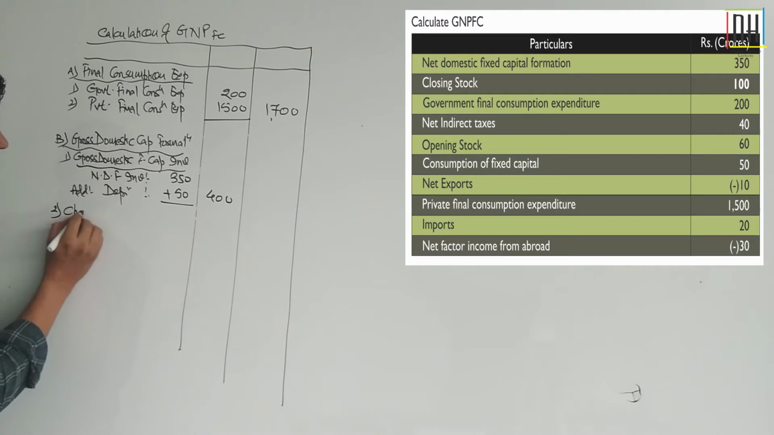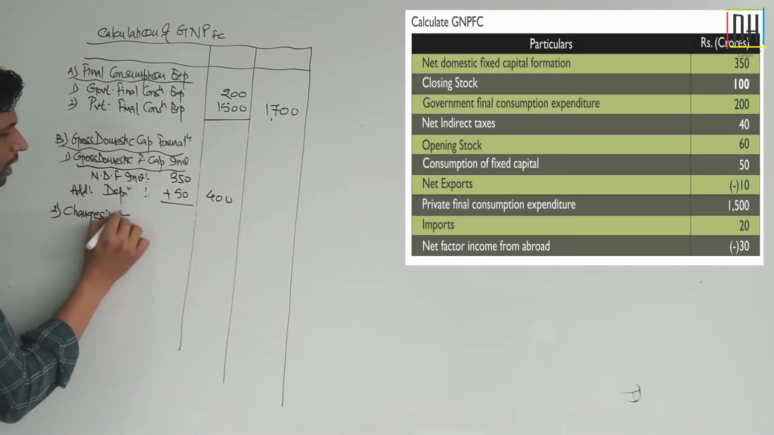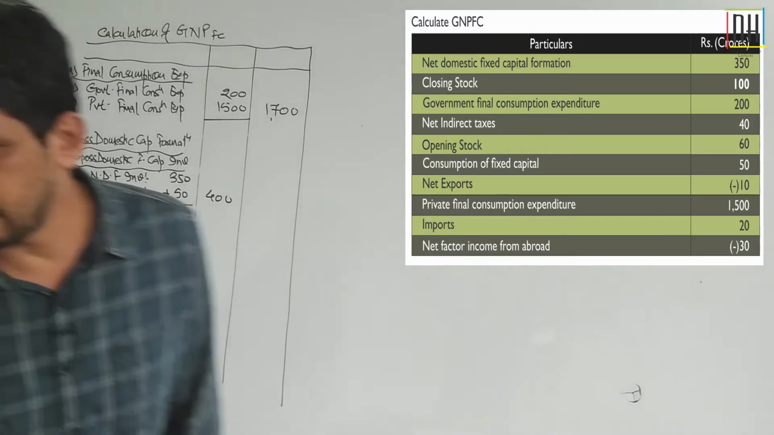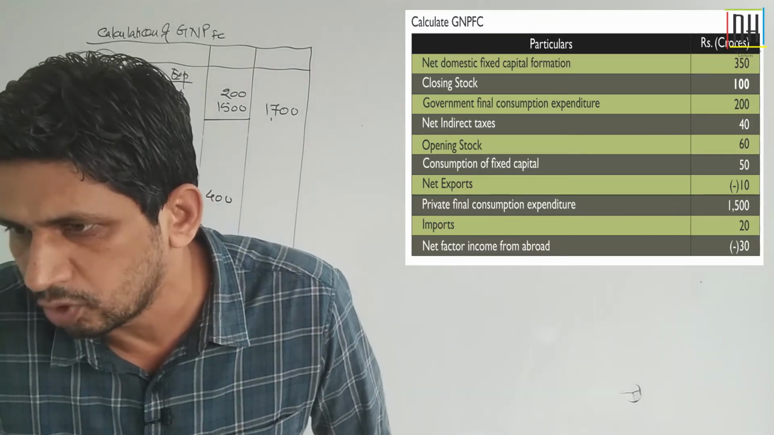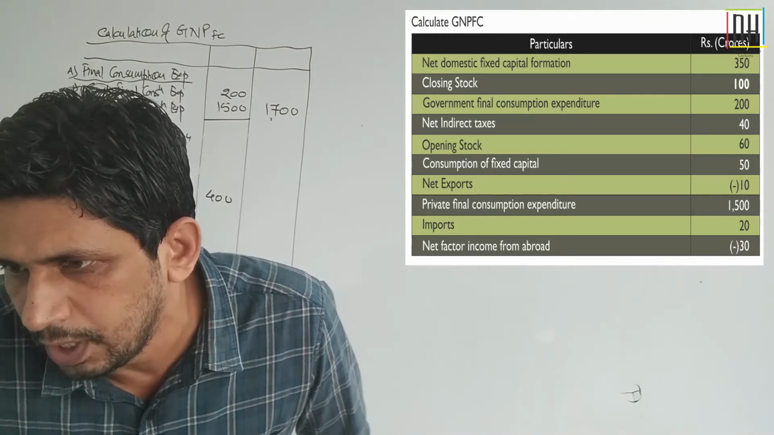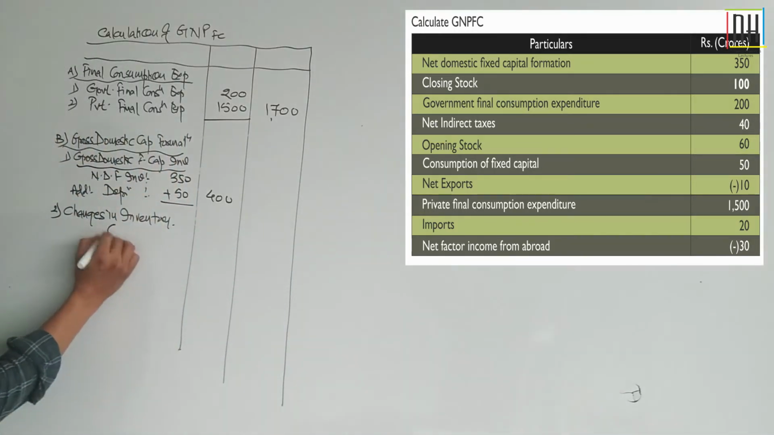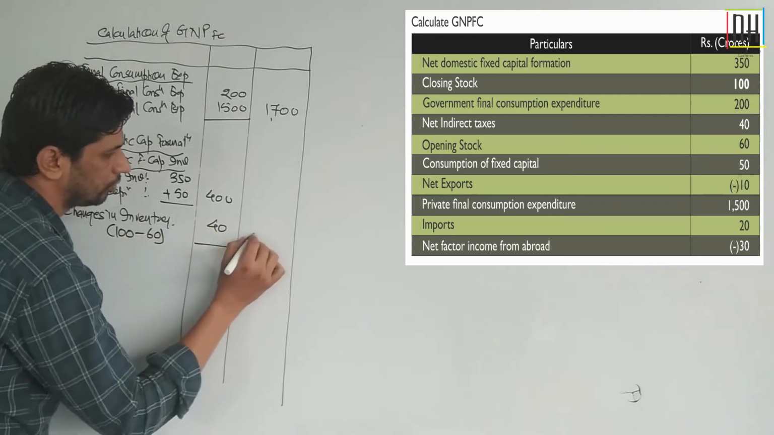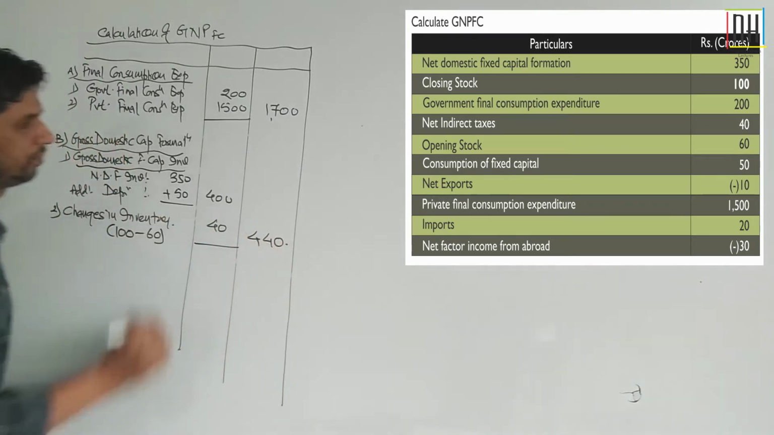Number 2 is the changes in inventory. Changes in inventory represents the closing inventory minus opening inventory. Closing stock is 100 and opening stock is rupees 60. So it will be 100 minus 60, that is 40. So total amount is 440.